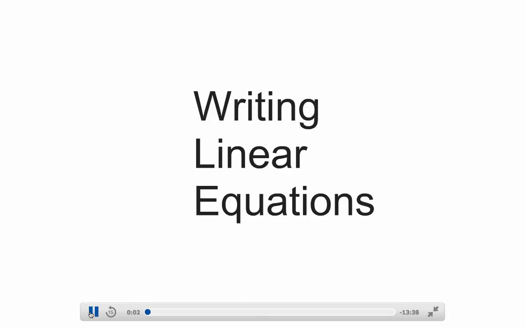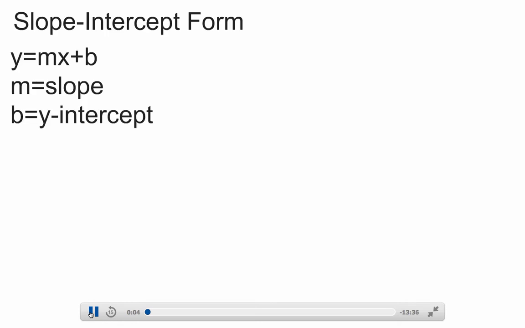Alright, so we're going to be writing linear equations, and we'll be working with slope-intercept form and another form which I'll tell you in a little bit. So slope-intercept form, for a reminder, is y equals mx plus b, where m equals the slope and b stands for the y-intercept.